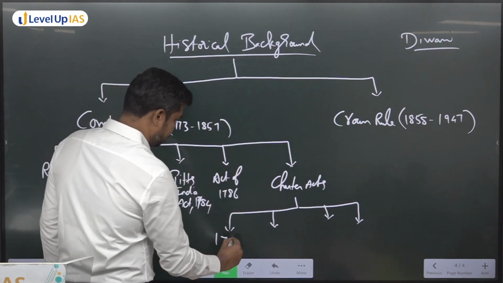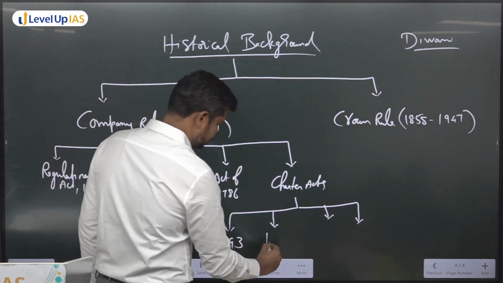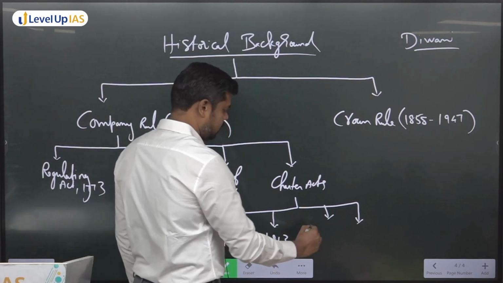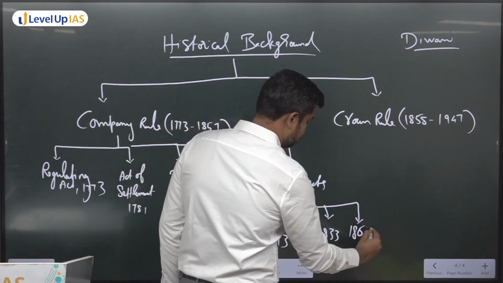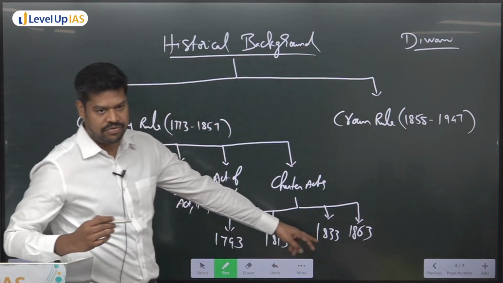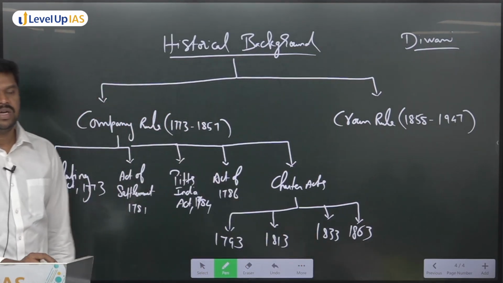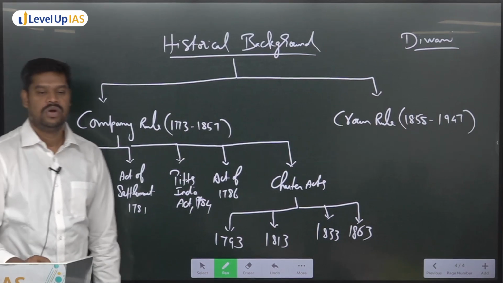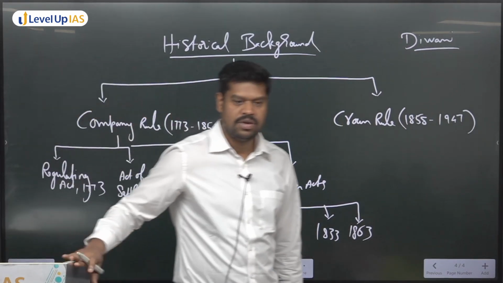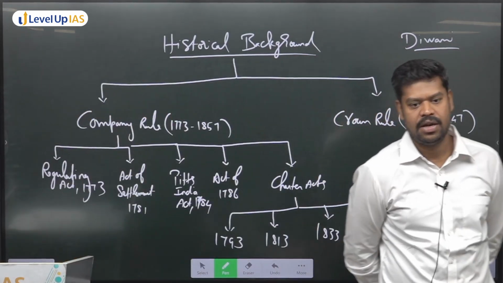Charter Act of 1793, Charter Act of 1813, Charter Act of 1833, and the Charter Act of 1853. So these were the major laws brought in by the British Parliament to regulate the affairs of the East India Company in India.